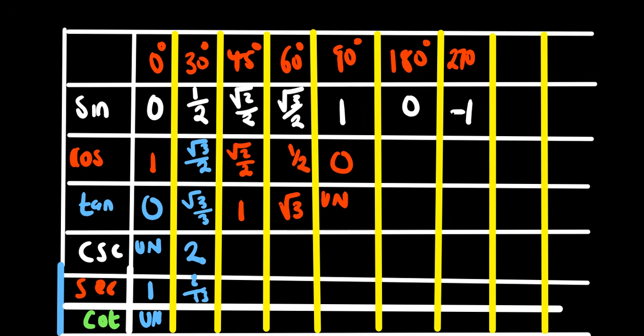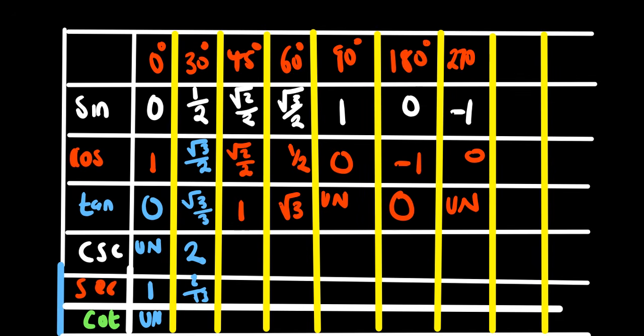Then come to 180. Cos 180 is a negative 1. Tan 180 is a 0. Then 270, cos 270 is just a 0. Tan 270 is undefined.